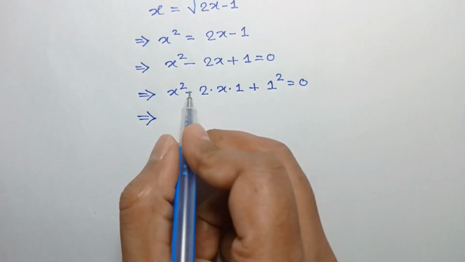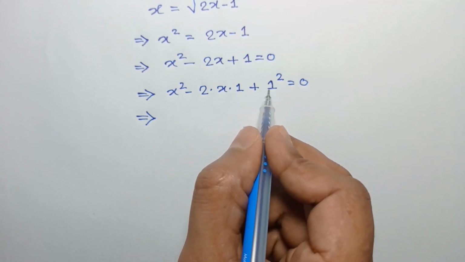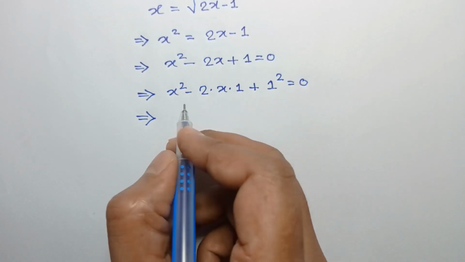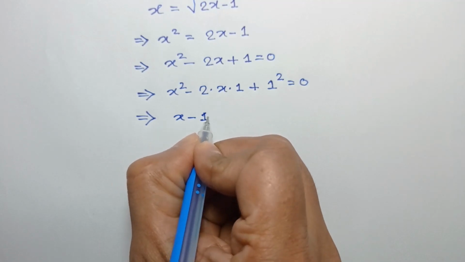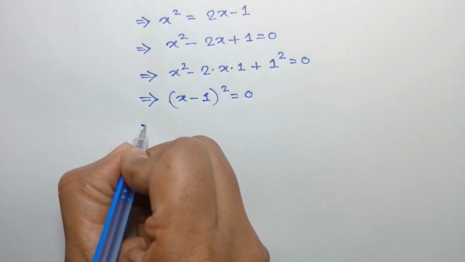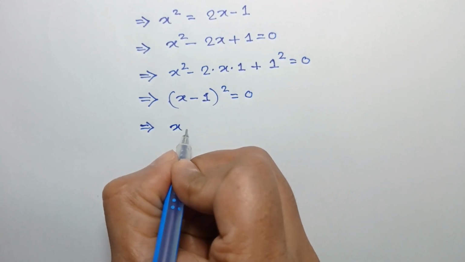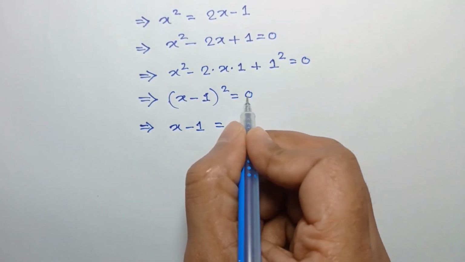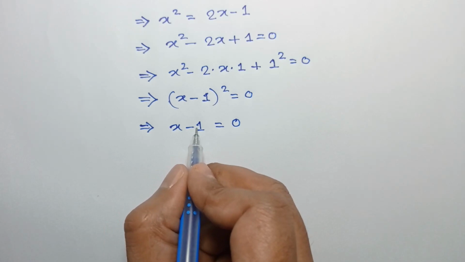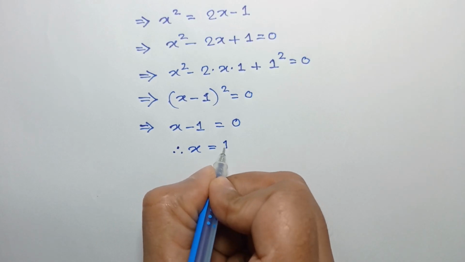Or this is as a formula, a square minus 2 times a times b plus b square is a minus b whole square. So applying this formula, we can write x minus 1 whole square is equal to 0. Or taking square root to both sides, we can write x minus 1 is equal to square root of 0 is 0. Now taking this 1 to right side, we will have the value of x is equal to 1.